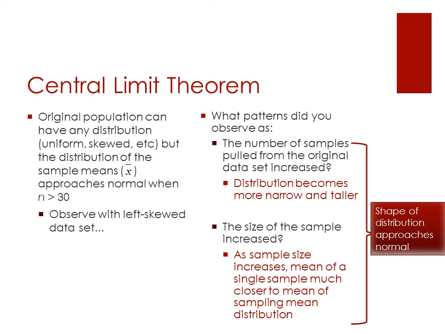You should have observed very similar patterns. So our distribution should become more narrow and taller as the number of samples pulled from the original data set increased. And also, we should have seen a similar thing as the size of the sample increased. But most importantly of all, for central limit theorem, the key point is that the shape of the distribution itself approaches normal. So although the original distribution of the raw data is left skewed, as we pull and produce a distribution of the sampling means of that population, the shape of that distribution approaches normal.